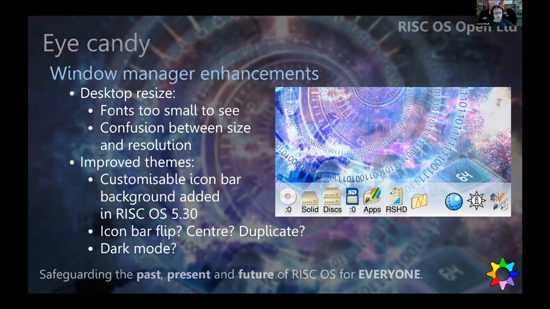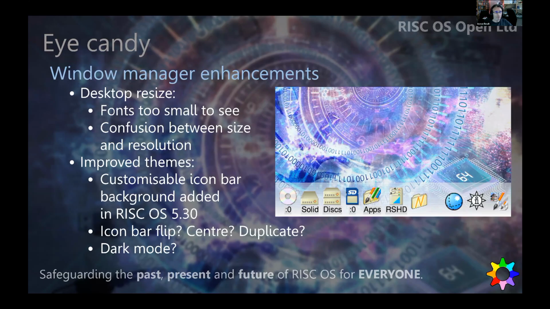So the desktop font has quite a limited range of sizes at the moment. I think it's between about 10 point and 16 points. If you try any bigger than that, it tends to overflow the icon, the toolbar at the top. And that's something that we're looking at improving in the window manager so that you can change the font size to a much more broad range of sizes.